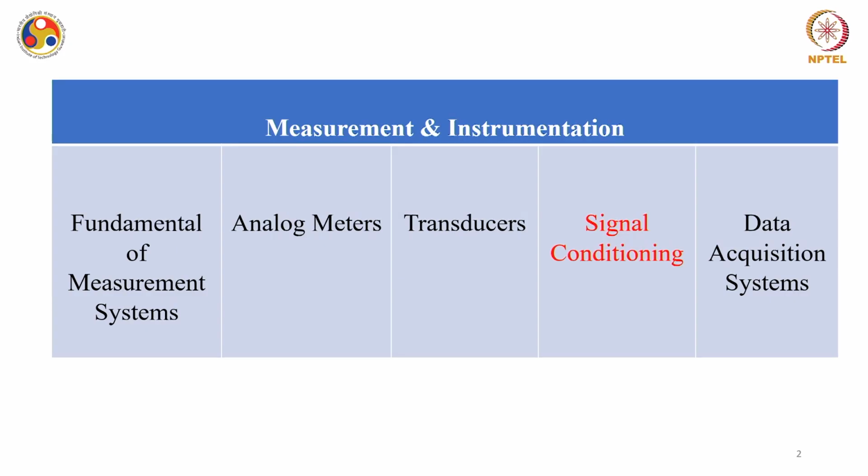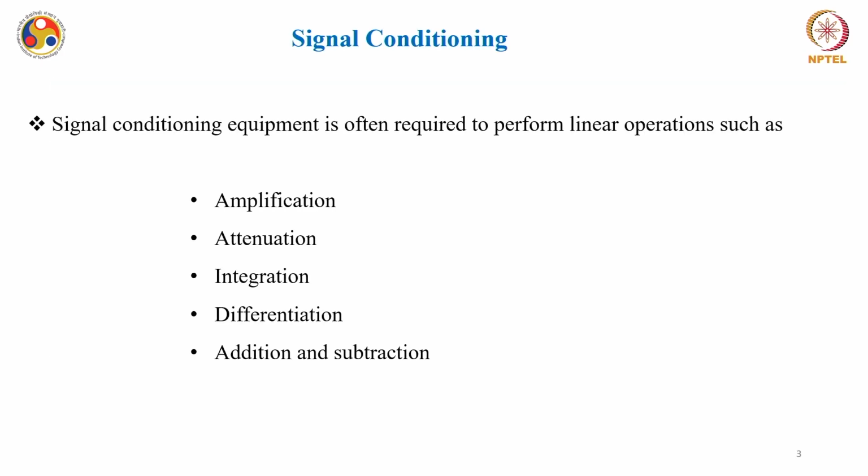Today we are going to talk about a new module which is on signal conditioning, and this is the ninth week of this course, and today is the first lecture of this particular module as well as particular week. Till now in this course we have discussed the fundamentals of measurement systems. We have also discussed analog meters and the transducers in our subsequent modules, and today we are going to discuss a new module on signal conditioning, which is a very important perspective of any measurement system.